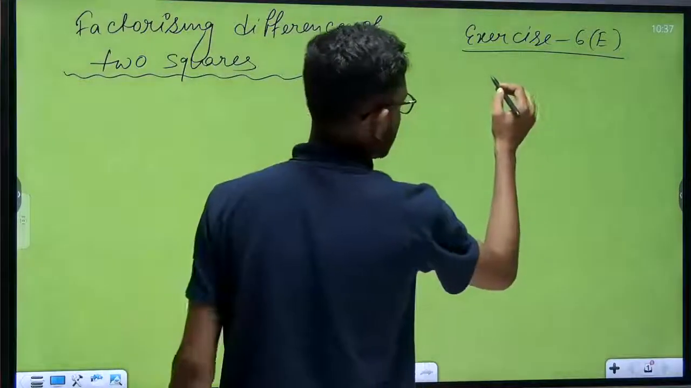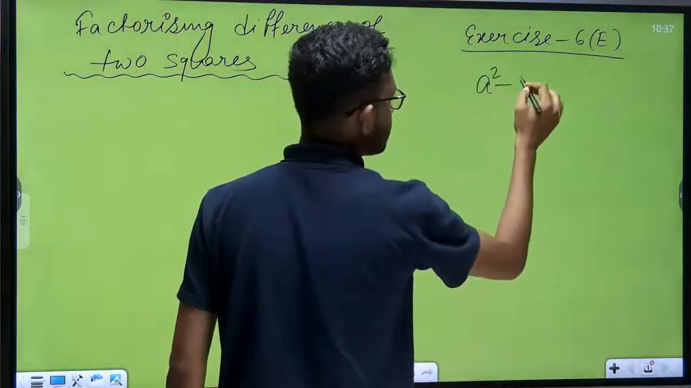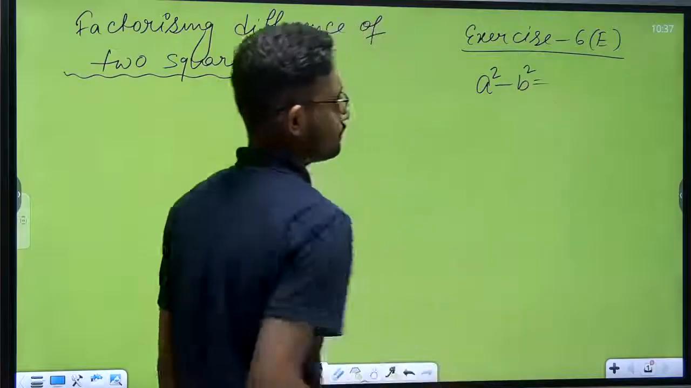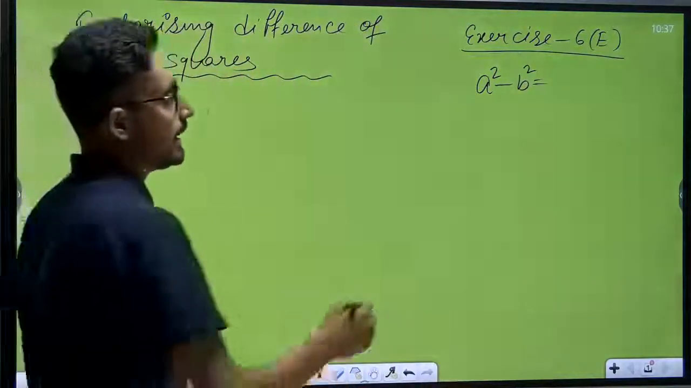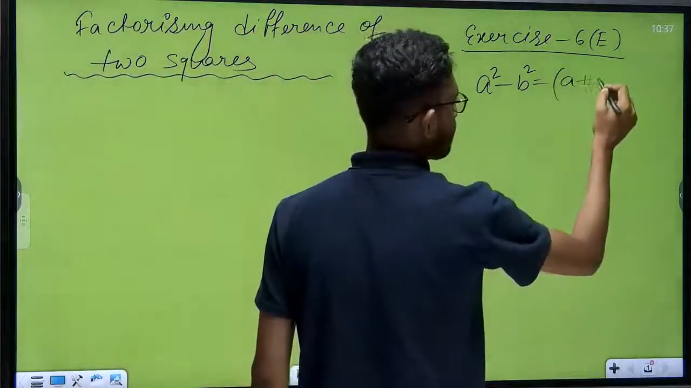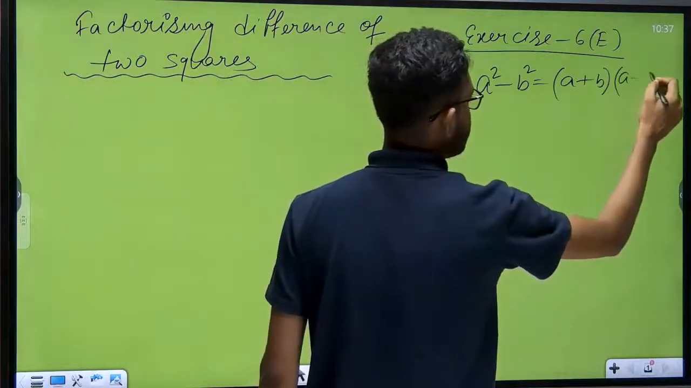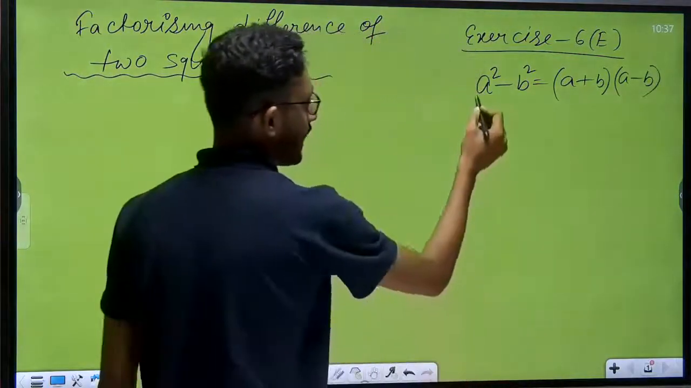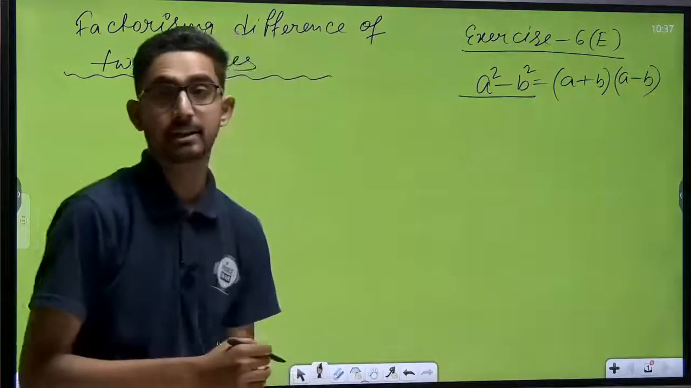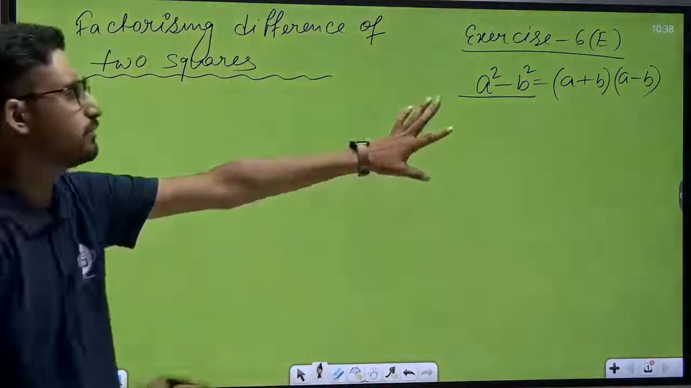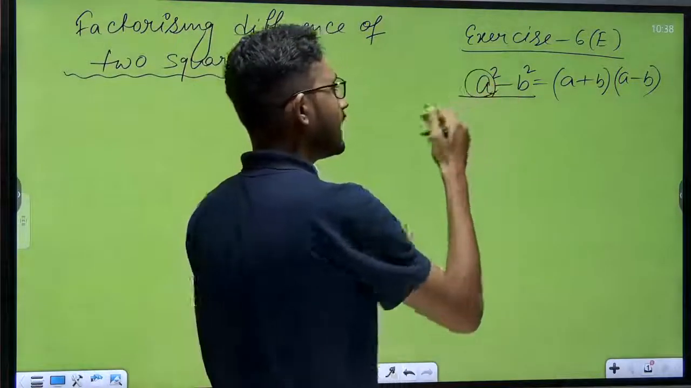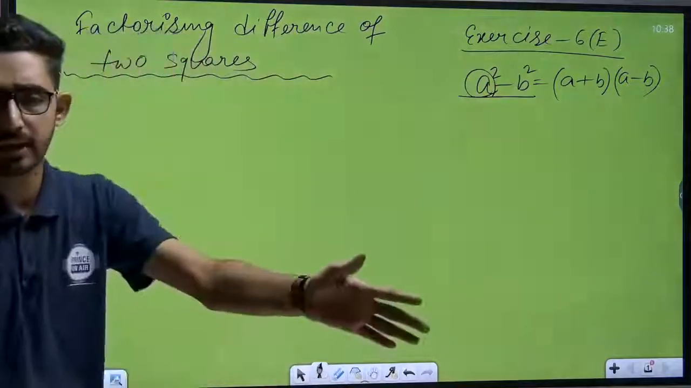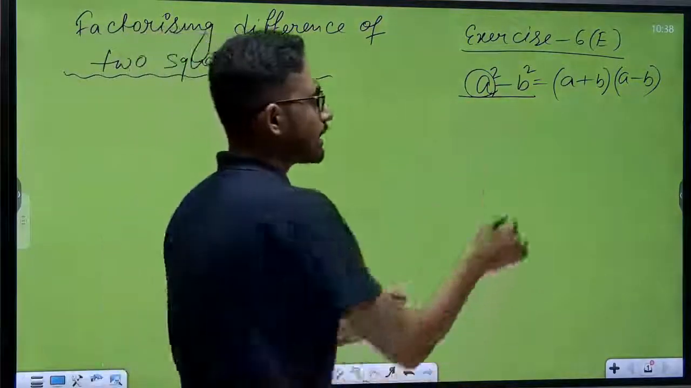a square minus b square is equal to a plus b, bracket, a minus b. Okay, a square minus b square is equal to (a plus b) and (a minus b). This is actually a variable. We can consider a as any value according to the question, and b as any value according to the question.